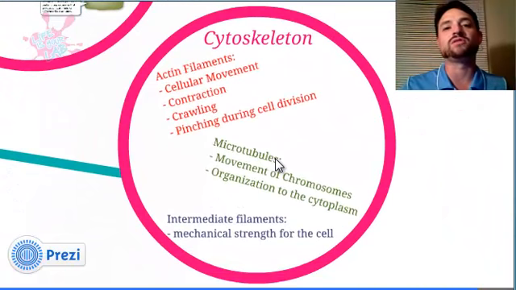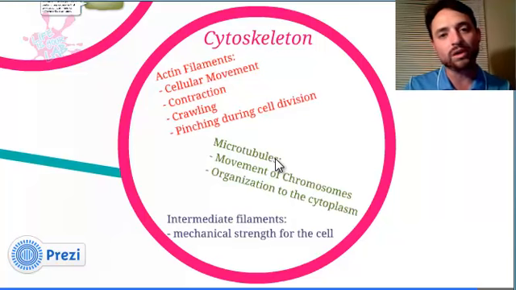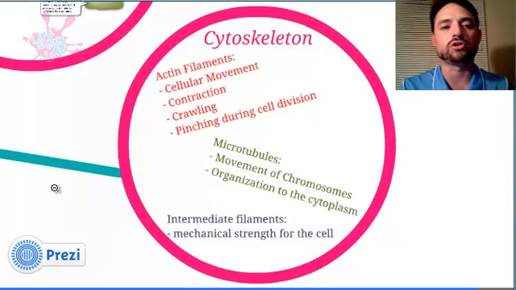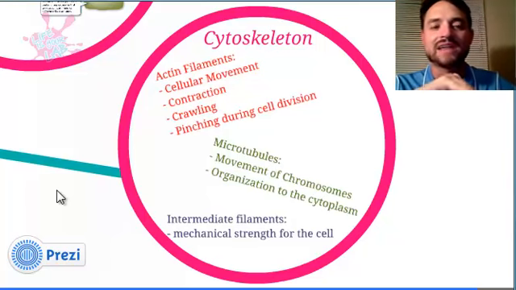Next would be the cytoskeleton. Now, this is one that a lot of students haven't looked at much, but it really is important to how cells function. You've got three main cytoskeletons that you can see here in the circle. The first is actin filaments. Actin filaments aid in cellular movement.